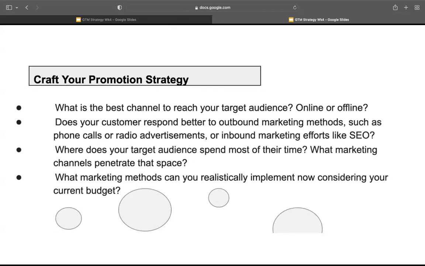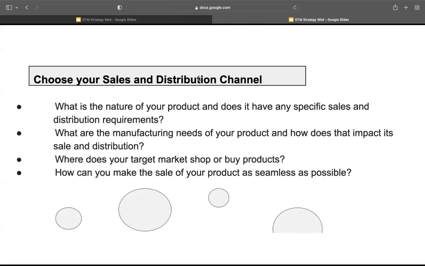So I said you want to craft your promotion strategy. We've already explained that. So next, you're choosing your sales and distribution channel. What is the nature of your product and does it have any specific sales and distribution requirements? What are the manufacturing needs of your products and how does that impact its sales and distribution? Then where does your target market shop or buy their products regularly? Do they go to supermarkets or do they go to actual local markets? Then how can you make the sale of your products as seamless as possible?